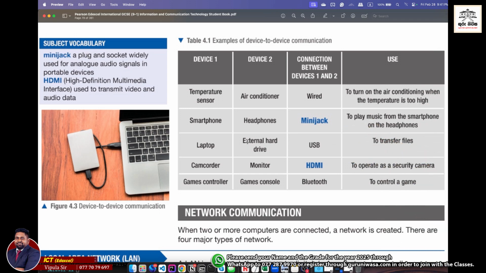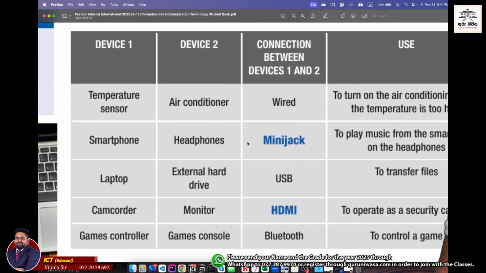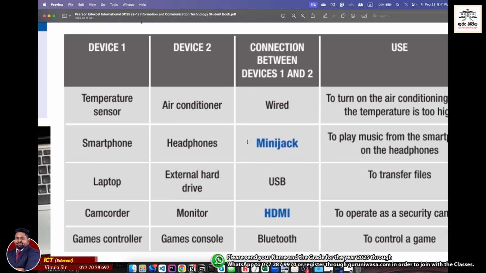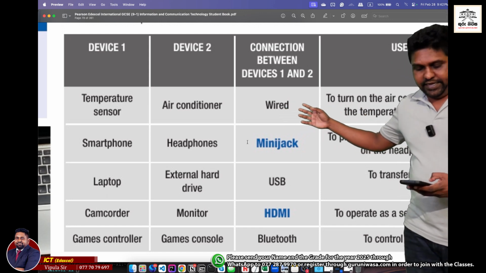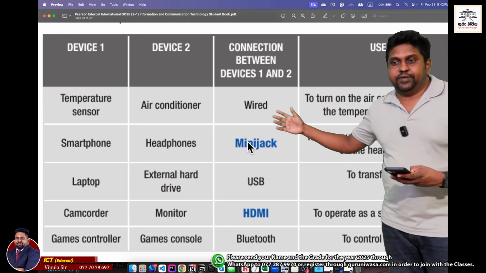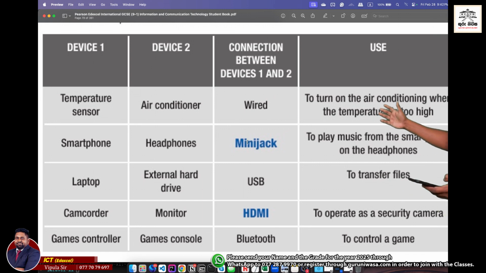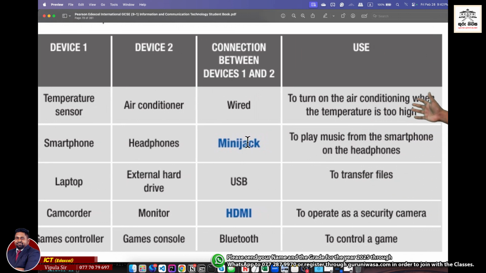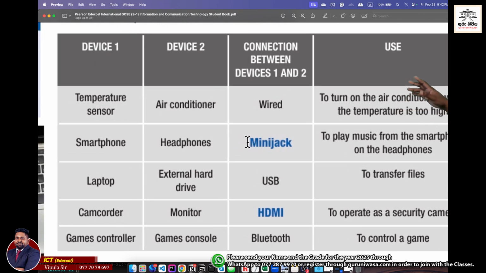If you take a device like a temperature sensor, a temperature sensor can be one device which is inside the air conditioner, and the connection between these two will obviously be wired, because it must be connected to the device itself. And how it works is it will turn on the air conditioner based on the temperature, right? Based on whatever the temperature is, it will make sure that the air conditioner is on.